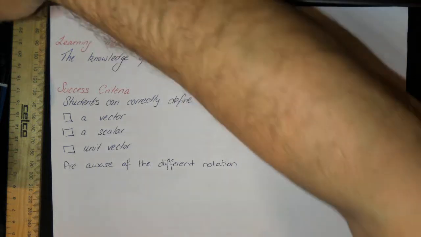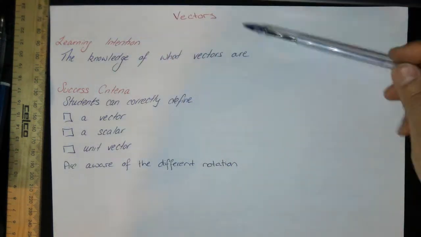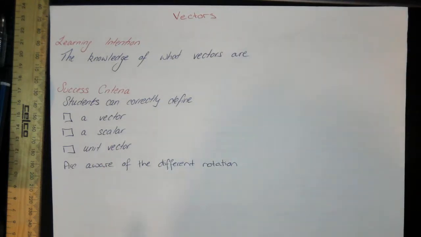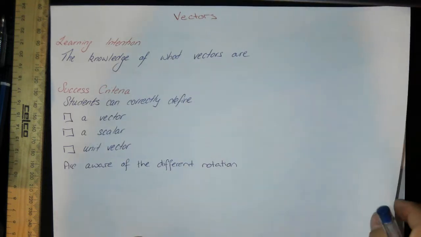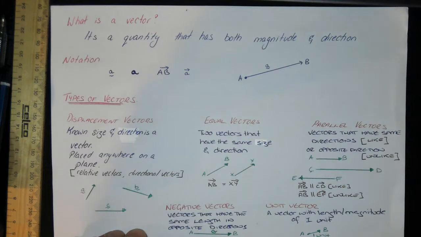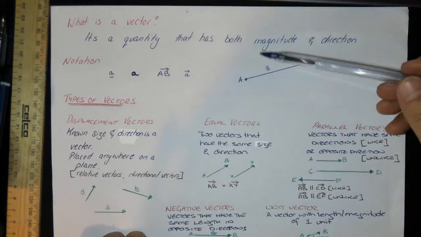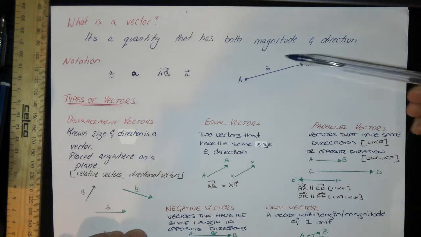Okay, so today's topic we will be looking at vectors. Our learning intention is to gain an understanding and build our knowledge of what vectors are. We're going to be successful if we can correctly define a vector, a scalar, a unit vector, and be aware of the different notation. Okay, so a vector is a quantity that both has magnitude and direction.